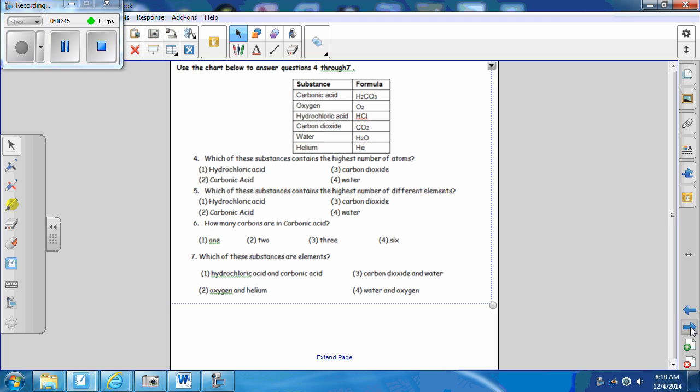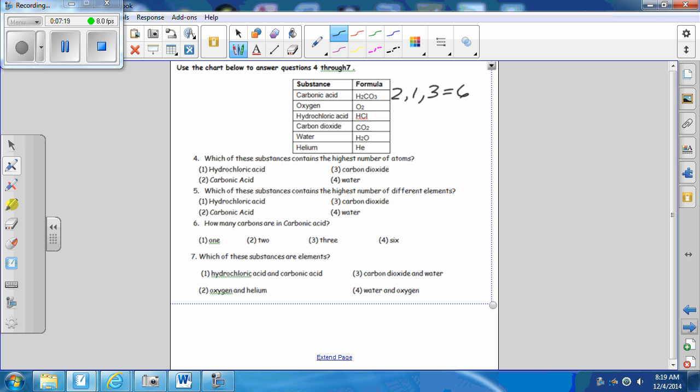All right. Which of these substances has the highest number of atoms? When we did the Build a Molecule Lab, you had to physically take the atoms and put them together. So you should know how many atoms each one has. So raise your hand. Somebody tell me how many atoms carbonic acid has. Yes, sir. 5. How do you know that? Okay, so there's 2 hydrogens. Keep going. How many carbons? 1. And how many oxygens? 3.